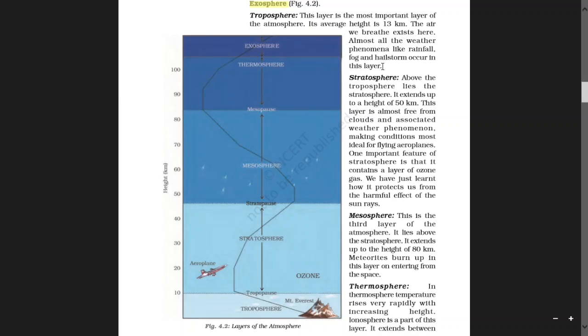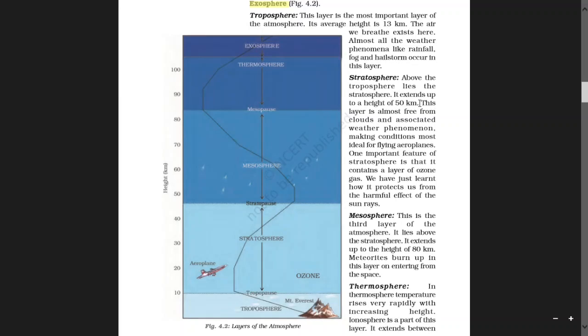Okay, now come to the next one, that is stratosphere. Above the troposphere lies the stratosphere. See, just above the troposphere, when the limit of the troposphere is finished, what happens? You find another layer which is known as stratosphere. Above the troposphere lies the stratosphere. It extends up to a height of 50 kilometers.